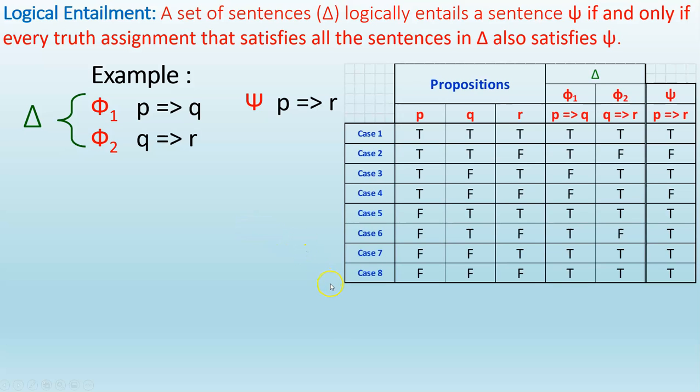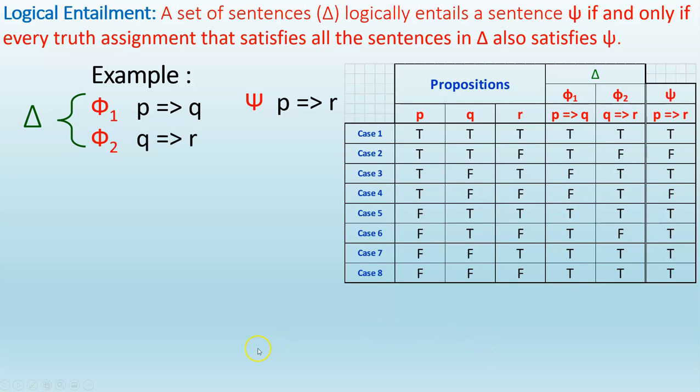By the way, I have a truth table that I've built for these sentences. The three propositions here, P, Q, and R, make up all three sentences. The truth columns are for phi 1, phi 2, and psi.